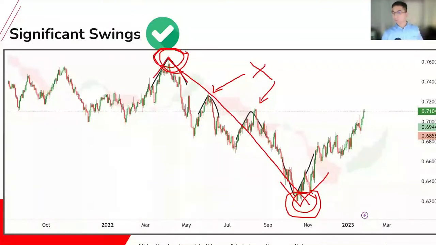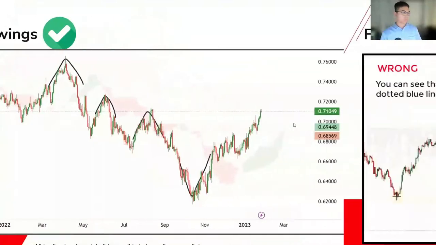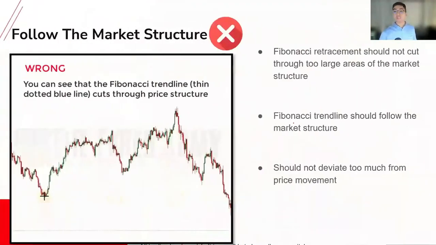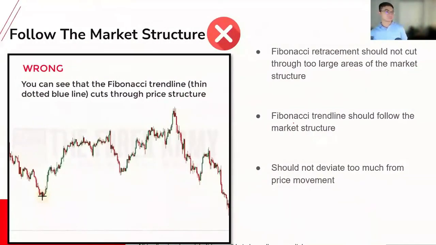Okay, next, let me move on. Next, following the market structure. Here's an example of how to not draw a Fib retracement trend line. Your Fibonacci trend line must follow price structure clearly.